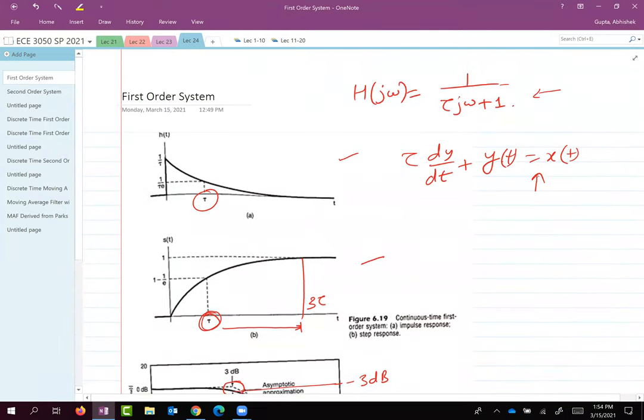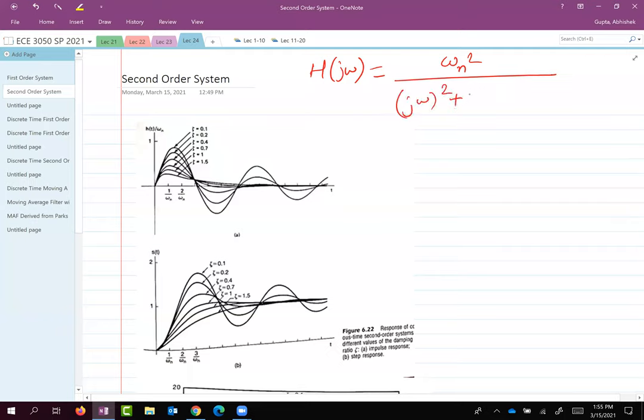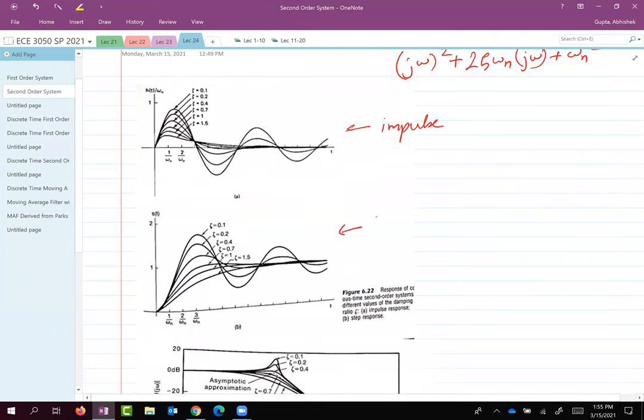Now, any question on this before we jump on to the second order system? Okay. So the second order system case was somewhat interesting. We have two different parameters, zeta and omega n, and the frequency response is given by omega n square over the denominator. So this is what my frequency response of the system is. This is the impulse response. This is the step response.